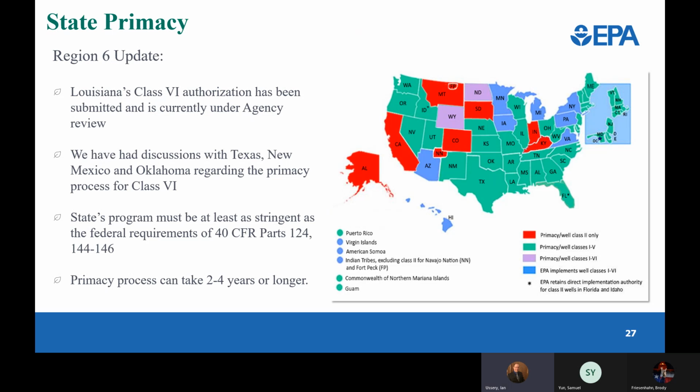Now, one state is currently in the process of getting their primacy, and it is currently in the stage of being reviewed by the agency. We also have had discussions with Texas, New Mexico, and Oklahoma regarding the primacy process for Class 6. It's important to remember that states' programs must be at least as stringent as federal requirements per 40 CFR Parts 124 and 144 through 146. The primacy process is estimated to take anywhere between 2 to 4 years or longer.